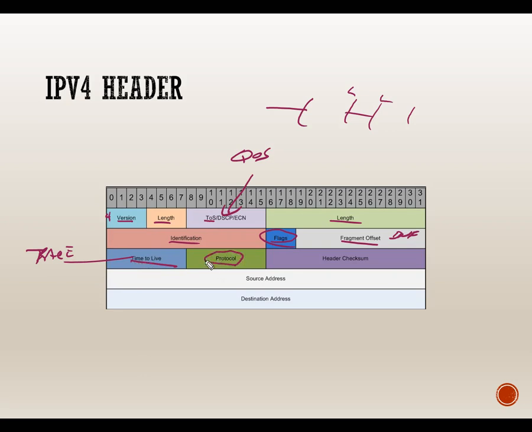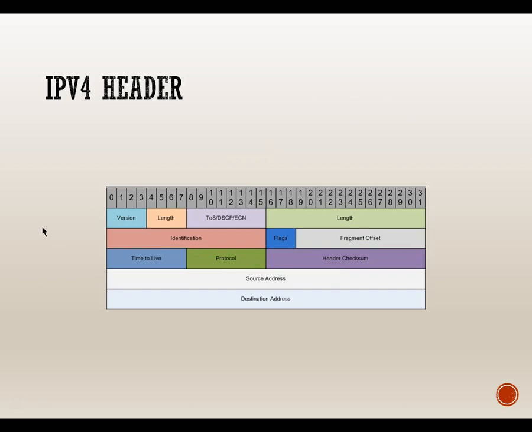And the protocol here is going to be the next protocol, and here we're basically going to have TCP or UDP. Those are the ones that we use today. The header checksum goes in here, and when it gets to the destination, the checksum is recalculated and compared to see if anything bad happened en route. And then we have the source and destination address, and they're going to be, again, 32-bit addresses in IPv4. So a little quick look at the IPv4 header here.